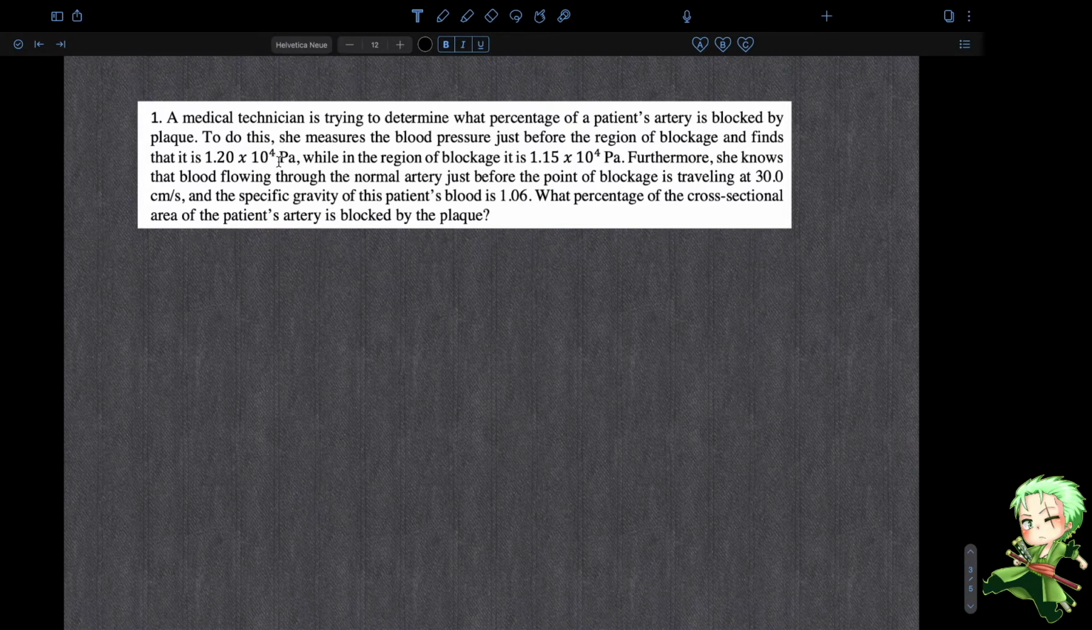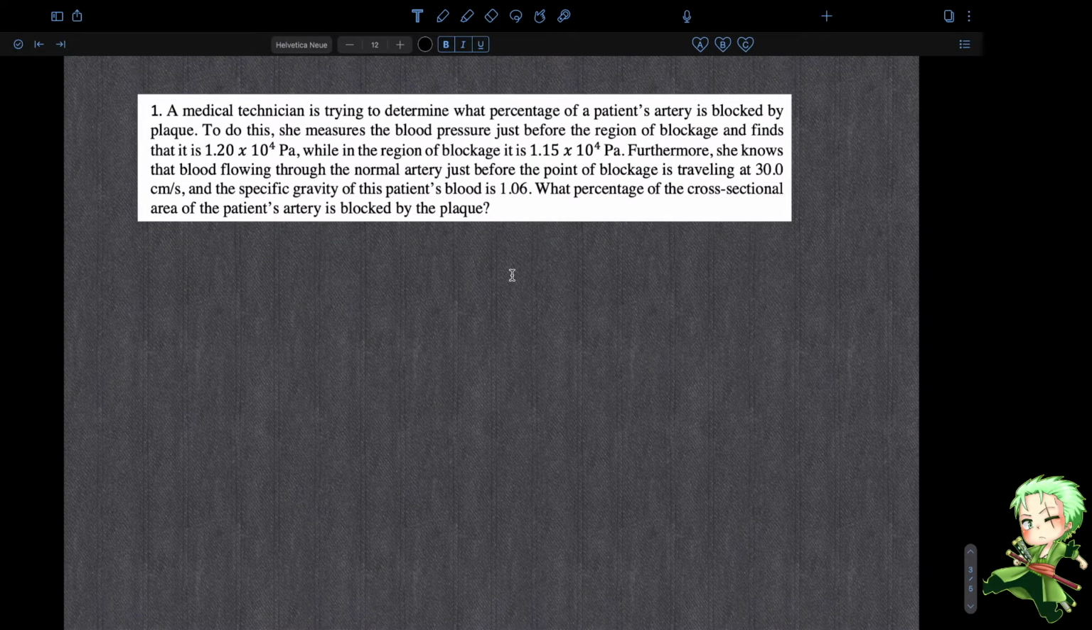1.20 times 10 to the 4 pascals, while in the region of blockage, it is 1.15 times 10 to the 4 pascals. Furthermore, she knows that the blood flowing through the normal artery just before the point of blockage is traveling at 30 centimeters per second, and also that the specific gravity of the patient's blood is 1.06. The question is, what percent of the cross-sectional area of the patient's artery is blocked by the plaque?